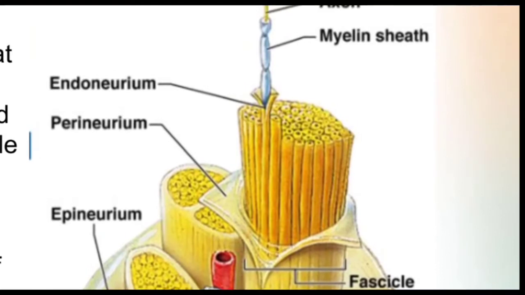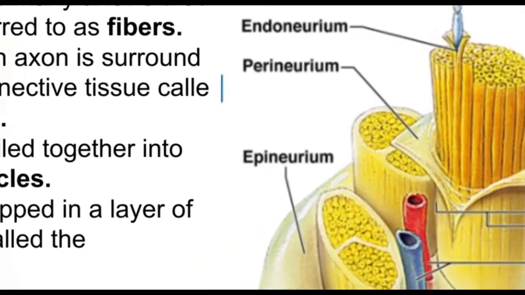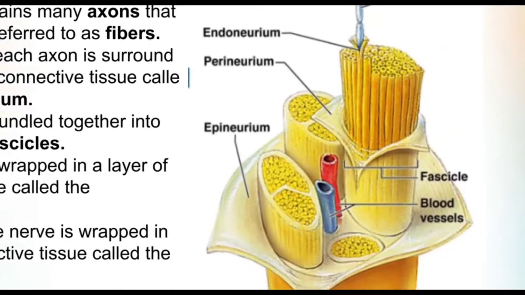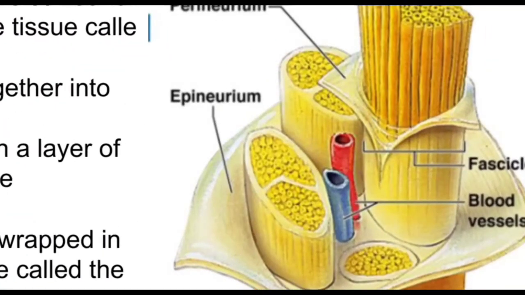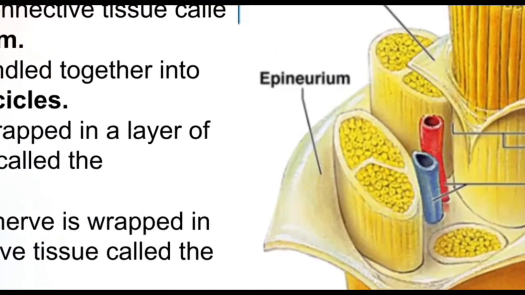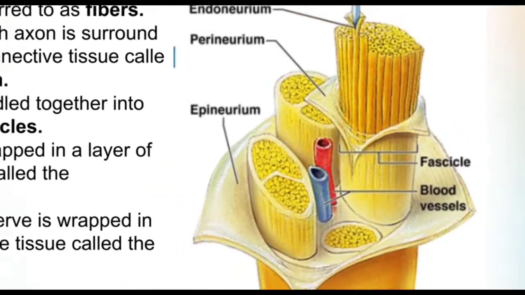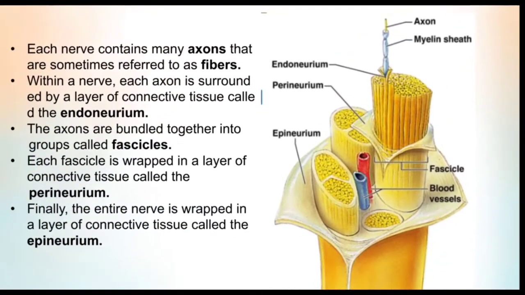So, each fascicle is wrapped in a layer of connective tissue called the perineurium. So, here is the perineurium. Yung nagko-cover sa bundle ng mga axons, yung fascicle. Yan yung perineurium. Finally, the entire nerve is wrapped in a layer of connective tissue called the epineurium. Here is the epineurium. So, every bundle ng fascicle, lahat ng fascicle na yun, kino-cover siya ng epineurium.